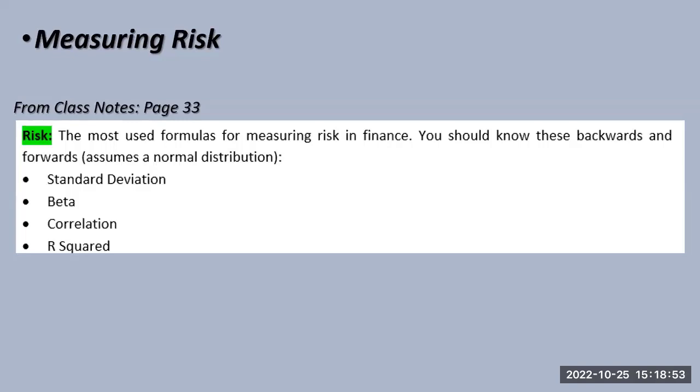That was really hitting right at the center of what they were doing. But risk, extremely important number. There are 4 formulas you should know off the top of your head: standard deviation, beta, correlation, and R squared. You shouldn't have to look them up. You should just know them without even checking.